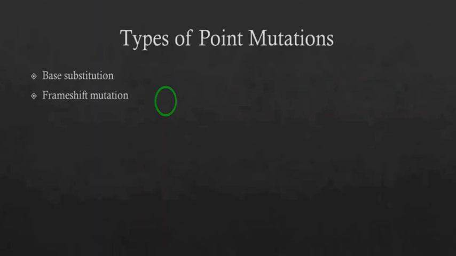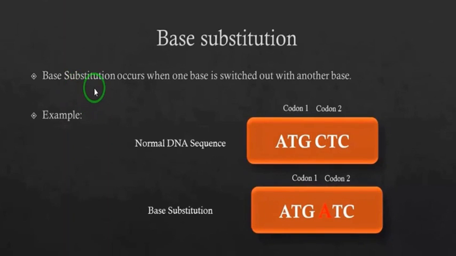Then, types of point mutation. There are 2 types of point mutation: base substitution and frameshift mutation. First, let's see what base substitution is. Base substitution occurs when one base is switched out with another base. One base is removed, and instead another base is inserted. That is base substitution.